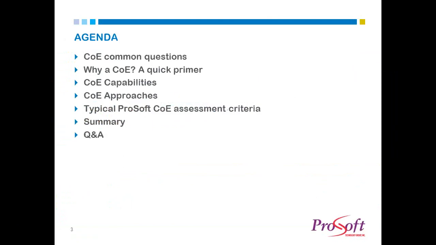Okay, so again, hello everyone. Quick run through of the agenda for the presentation. It's a 30-minute presentation, and we'll go through the common questions around the CoE, a quick primer on why bother establishing a BPM CoE, and then the meat of it, look at the core capabilities that a CoE should have and what are the approaches, how do you go about building the CoE. And finally, we'll look at how ProSoft can help and some of the work that we've done. And we'll summarize the whole thing, and then there'll be a 5-minute question and answer session at the end.